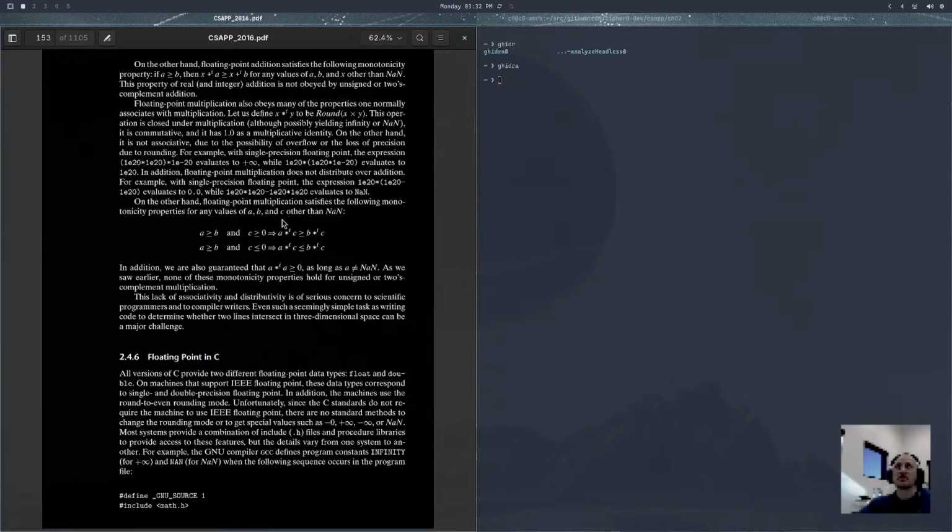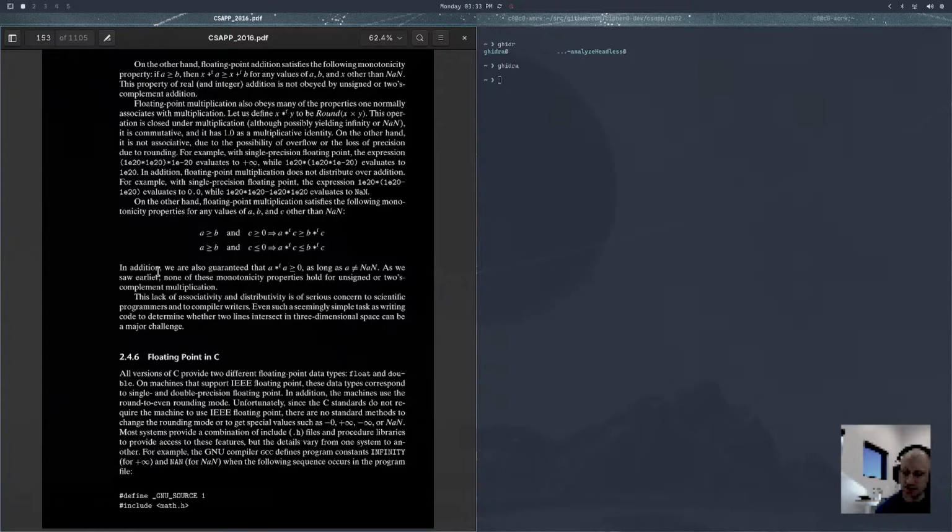On the other hand, floating point multiplication satisfies the following monotonicity property for any values of A, B, and C other than NaN. Okay, I'm not going to review that. We're also guaranteed that A times A is greater than or equal to 0 as long as A is not NaN. So that means that if A is negative, it becomes positive, and if A was positive, it continues being positive. That holds true if A is infinity or any other value, even if it's 0. As we saw earlier, none of these monotonicity properties hold for unsigned or 2's complement multiplication.